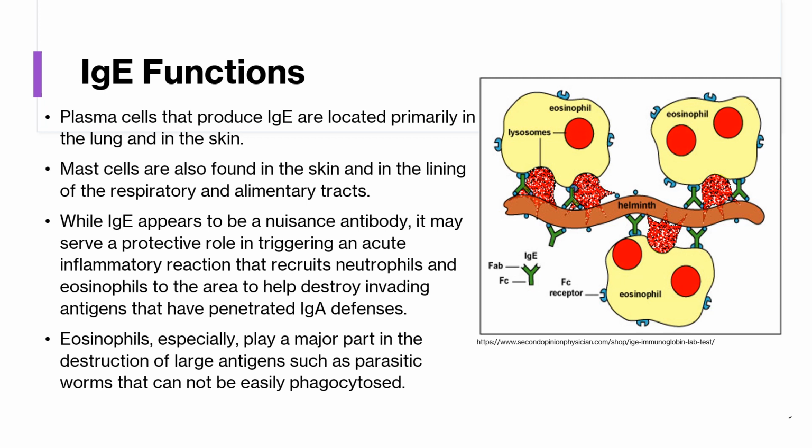Plasma cells that produce IgE are located primarily in the lungs and in the skin. Now, mast cells are also found mainly in the skin and in the lining of the respiratory and alimentary tract. One such cell may have several 100,000 receptors, and each is capable of binding IgE molecules. Now, when two adjacent IgE molecules on a mast cell bind specific antigen, a cascade of cellular events is initiated that results in degranulation of the mast cell with the release of vasoactive amines such as heparin and histamine.